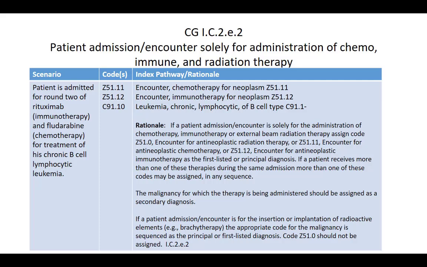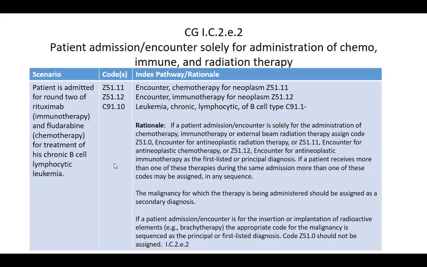This guideline has to do with a patient admission or encounter solely for the administration of the chemotherapy, immunotherapy, or radiation therapy. In our scenario, the patient is admitted for round 2 of an immunotherapy and a chemotherapy for treatment of his chronic B-cell lymphocytic leukemia. Following our guidelines, I've selected the encounter for the chemotherapy as our principal diagnosis, Z51.11, then the immunotherapy, Z51.12. The guidelines tell us either one could be principal. I just selected the chemo to be principal. And then the chronic lymphocytic B-cell leukemia is C91.10.